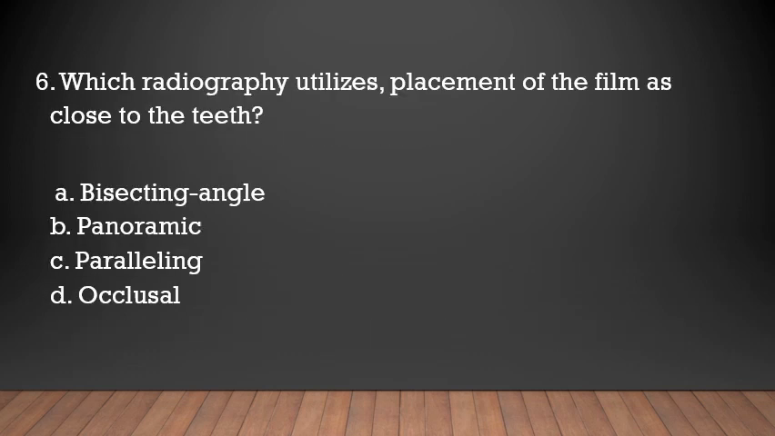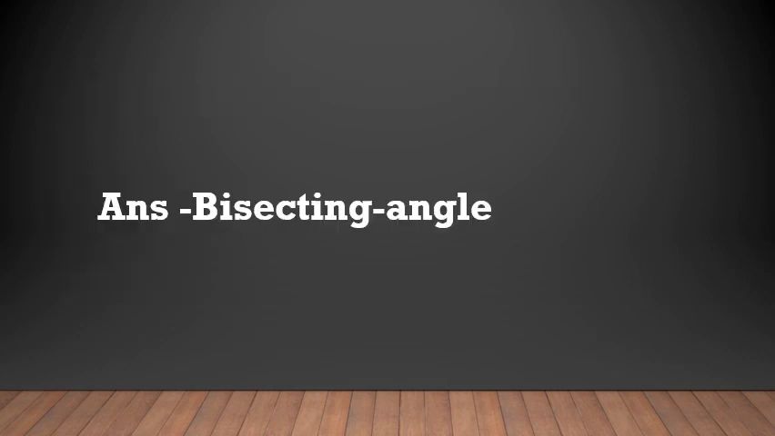Which radiography utilizes the placement of film as close to the teeth? Bisecting angle, panoramic, paralleling, occlusal. Bisecting angle technique. In bisecting angle technique, the film is placed as close to the tooth structure.